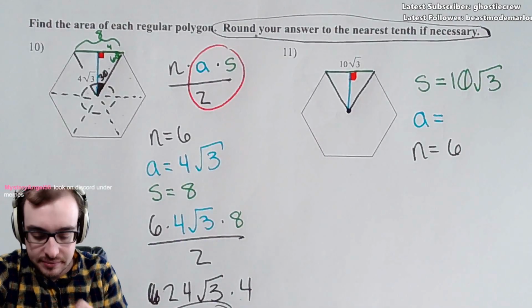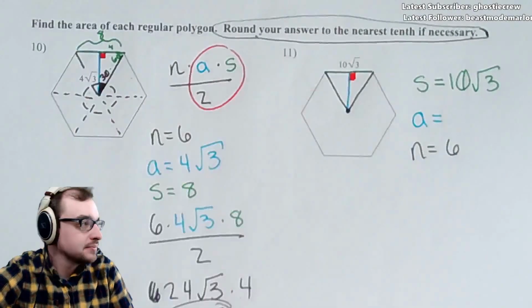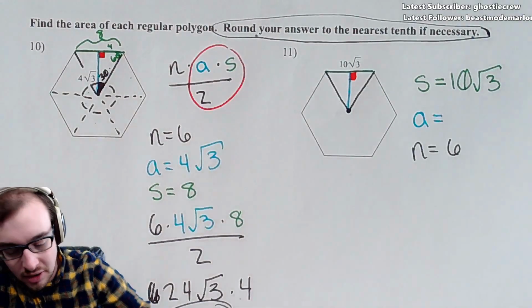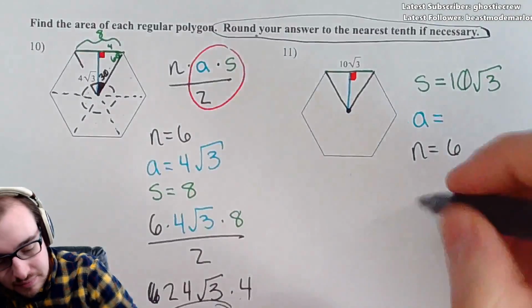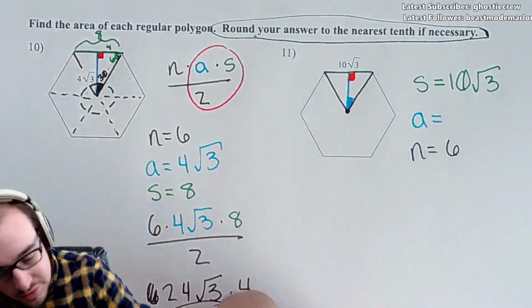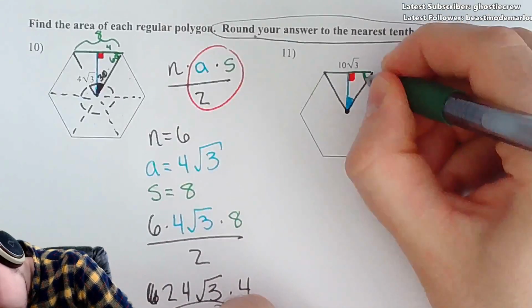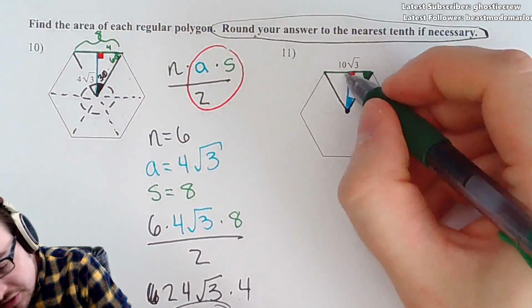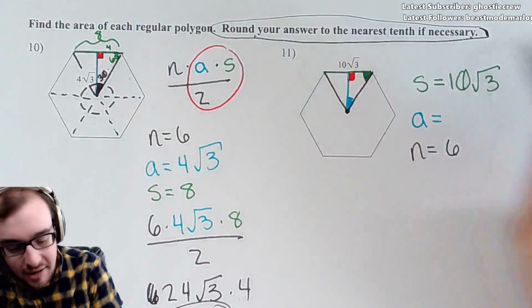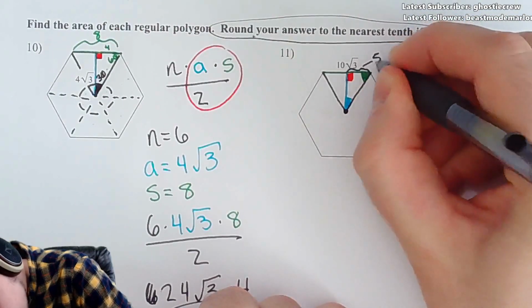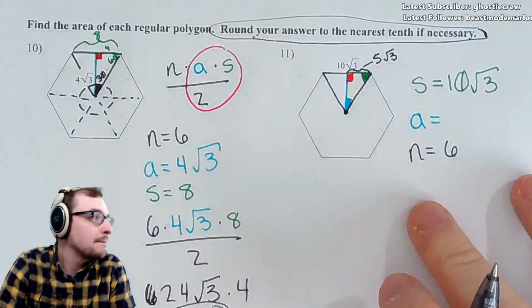Alright, so we need to find this apothem, and the only way we can do that is if this is a special right triangle. Well, we know this is going to be a 30, 60, 90. This is our 30-degree angle from before, and this is going to be 60. So this side right here is going to be half of that, so this side is going to be 5 root 3. Half that.